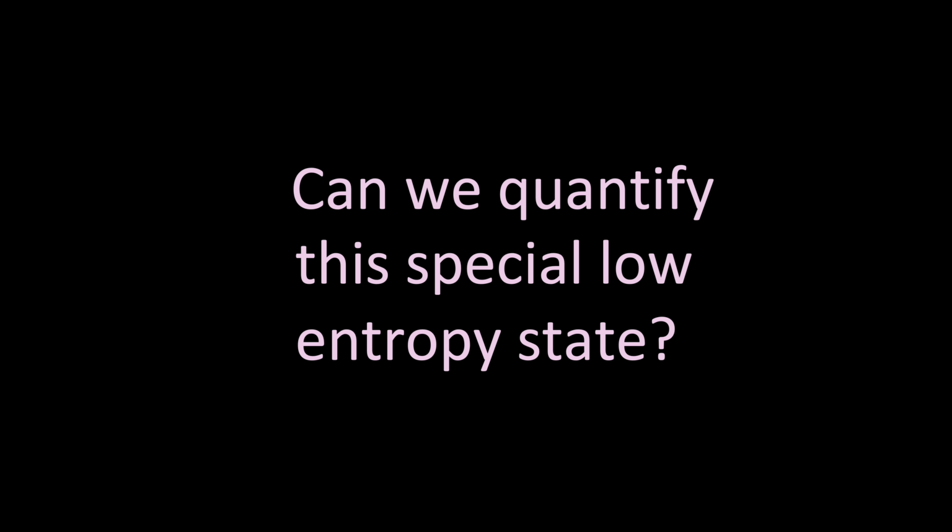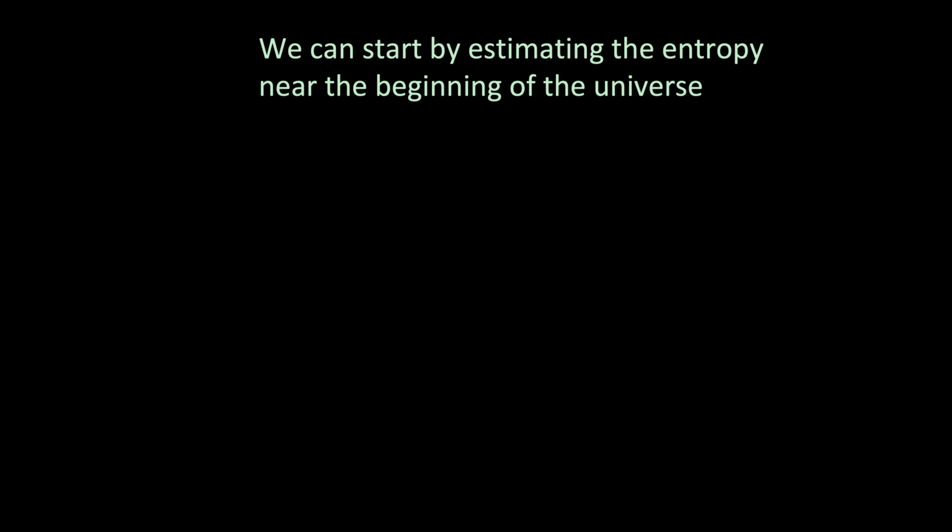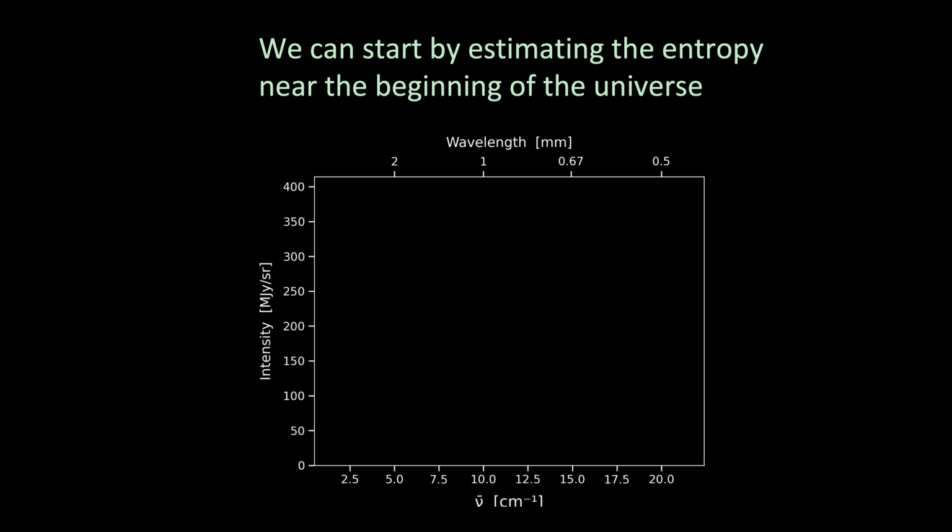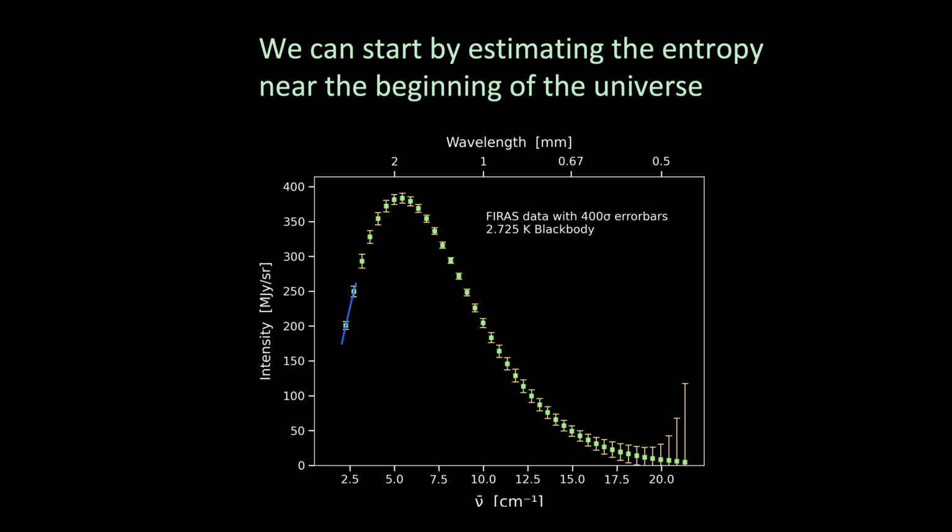So the obvious next question is, can we quantify this special low entropy state? And the good news is yes, we can. We can start by estimating the entropy near the beginning of the universe by studying the cosmic microwave background radiation. As mentioned earlier, when we measure the CMB's energy distribution as a function of frequency, we find it has a characteristic blackbody curve indicating a state of thermal equilibrium.